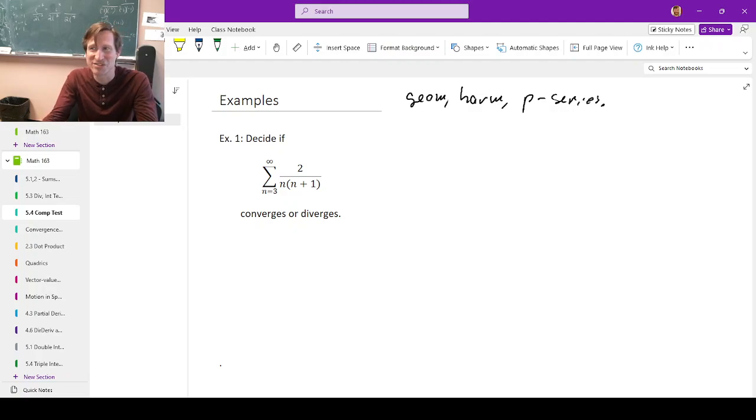Those are the typical series to compare our series to, because we know whether each of these converge or diverge, right? So these are the useful series to compare to. All right, so let's check on this one. Let's see if the sum from n equals 3 to infinity of 2 over n times n plus 1, if that converges or diverges. So that isn't a harmonic series or a geometric or a p-series. It's a little hard to know what to compare it to.